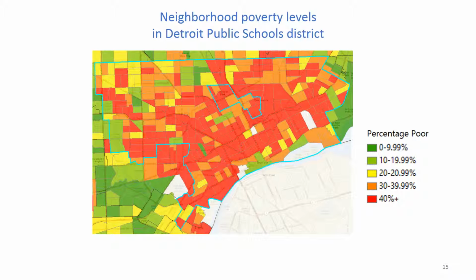Now, to present evidence that there's variation in levels of concentrated poverty even across urban public school districts, we present this slide here, which has neighborhood poverty levels in Detroit Public School District. And the district here, just like on the last slide, is surrounded by the light blue lines. And we can see that a very large percentage of the neighborhoods are 40% poverty and above.